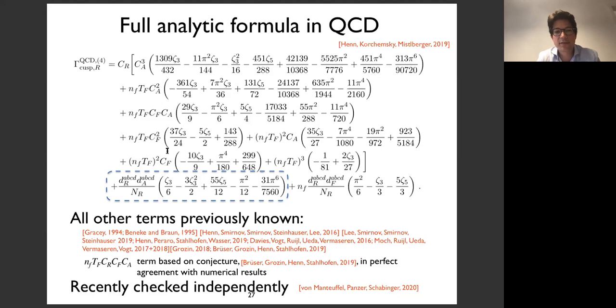The first 5 lines or so are the non-quartic pieces, where now you also have a lot of pieces which depend on the matter contributions. And here, encircled in blue, is for the first time the quartic Casimir contribution for the gluons. And also here, just recently there was an independent calculation, again in the form factor approach, which verified this analytic result.